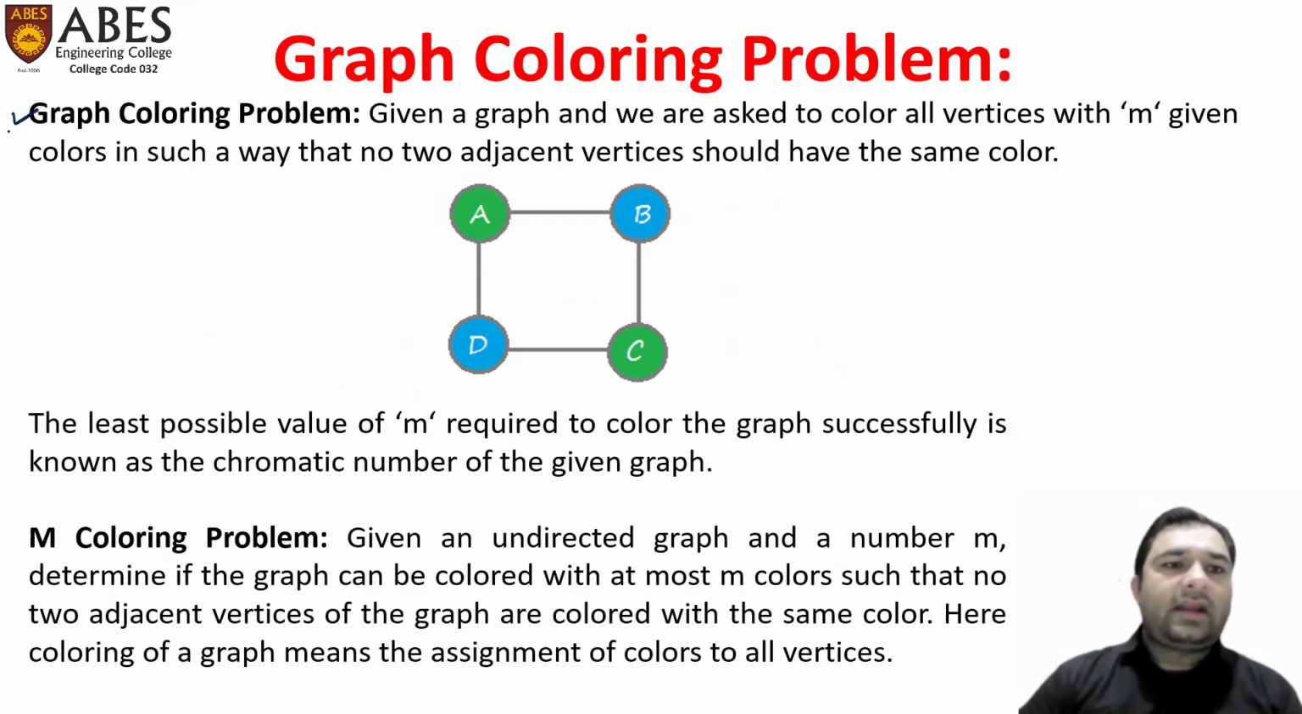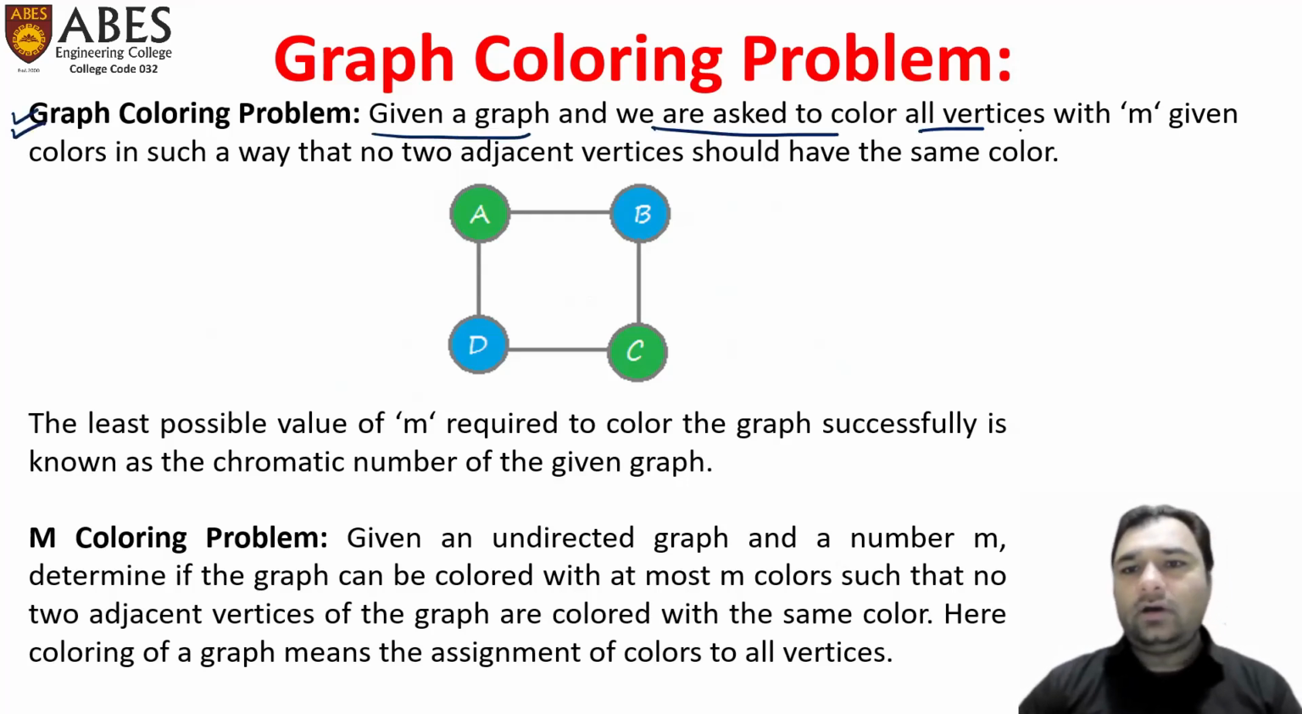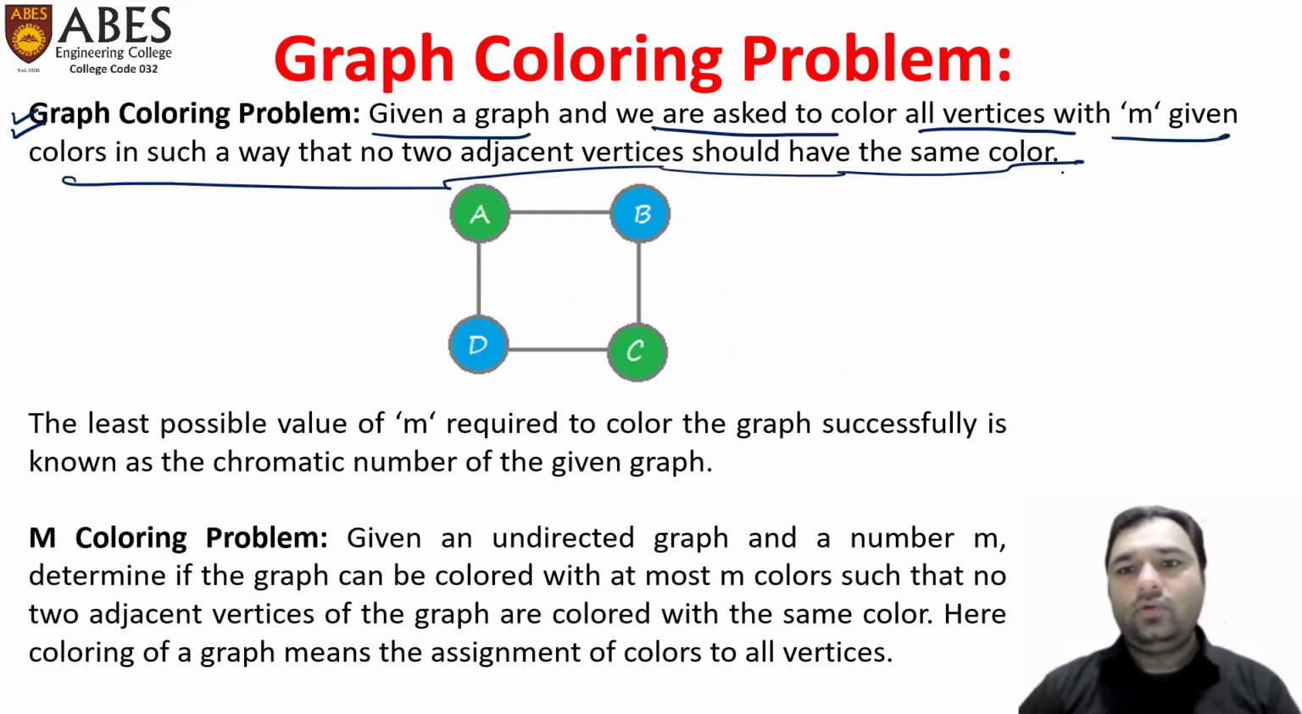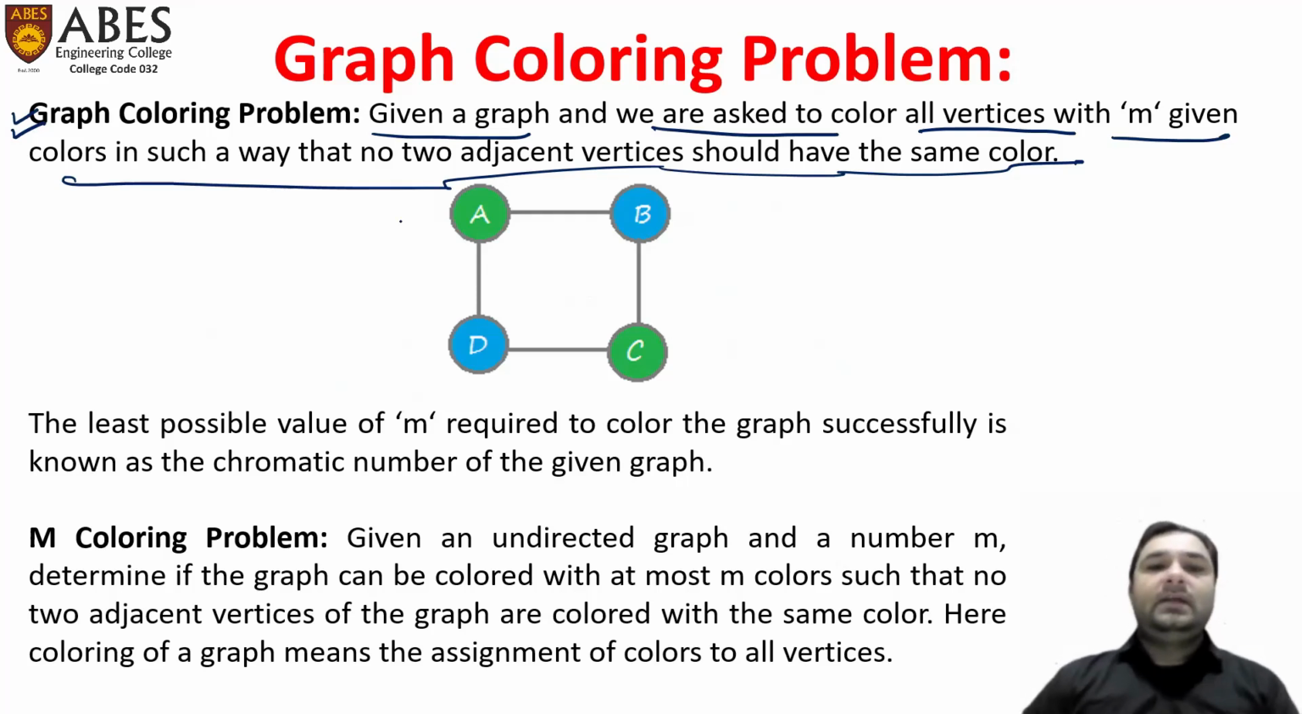Here we talk about the graph coloring problem. We are given a graph. We are asked to color all the vertices with M colors in such a way that no two adjacent vertices will have the same color. That is, we are given this graph. Let's start with our vertex A. We give it a green color.